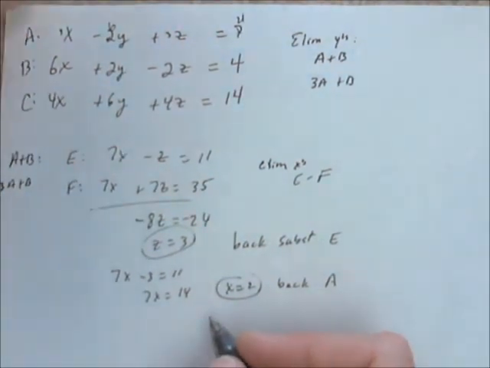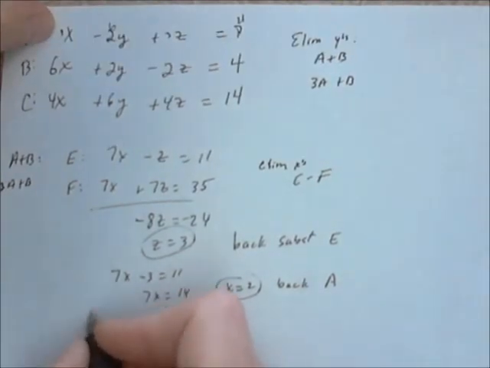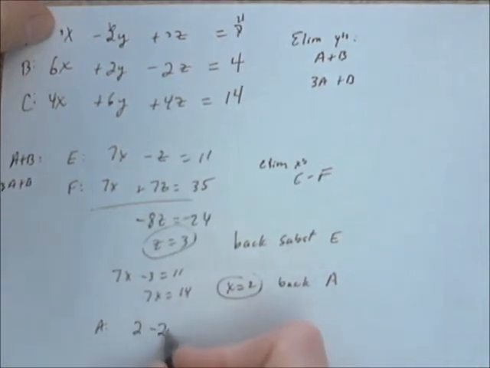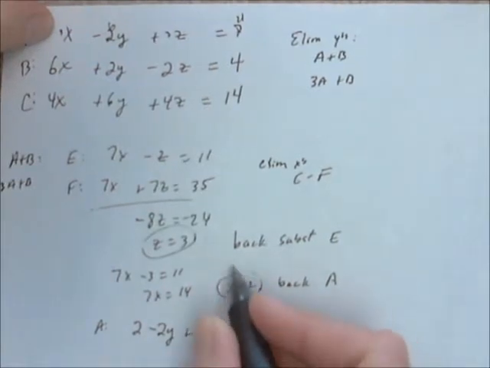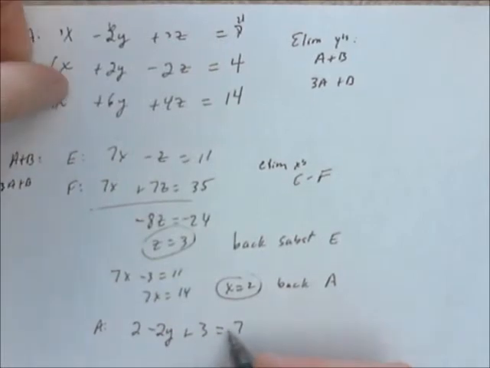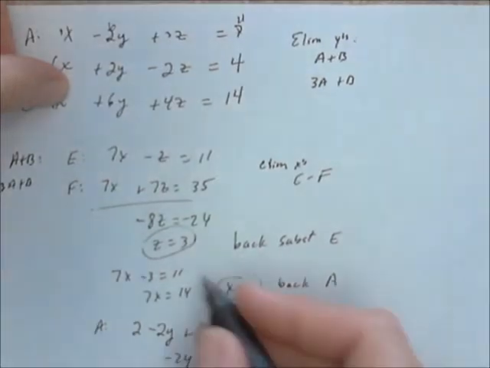So the original equation A said x minus 2y plus z equals 7. That gives me, my equation A says x is 2, minus 2y, plus z was 3, equals 7. 2 and 3 is 5. 7 minus 5 is 2. So negative 2y is equal to 2. So y is equal to negative 1.